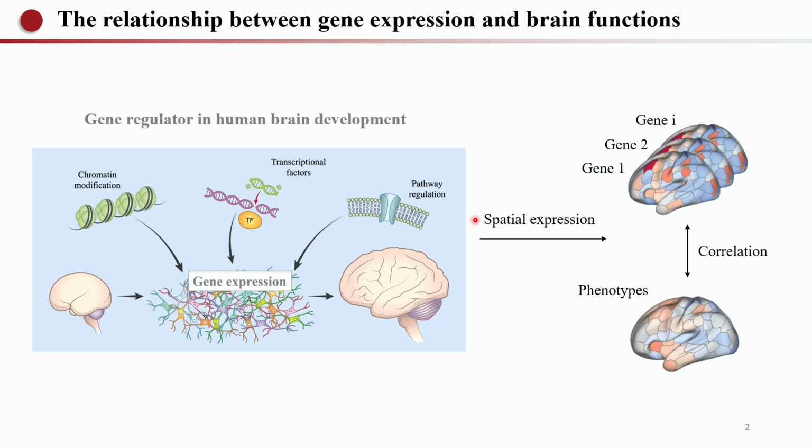This spatial gene expression pattern has been shown to be correlated with specific functional phenotypes, and importantly with those in disease states. This spatial correspondence can be quantified by computing the spatial correlation between gene expression maps and imaging-derived phenotypes, which is commonly referred to as imaging transcriptomics.